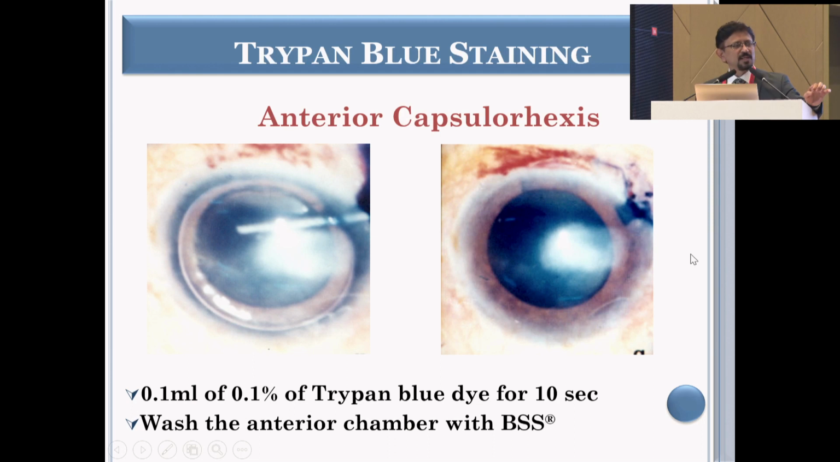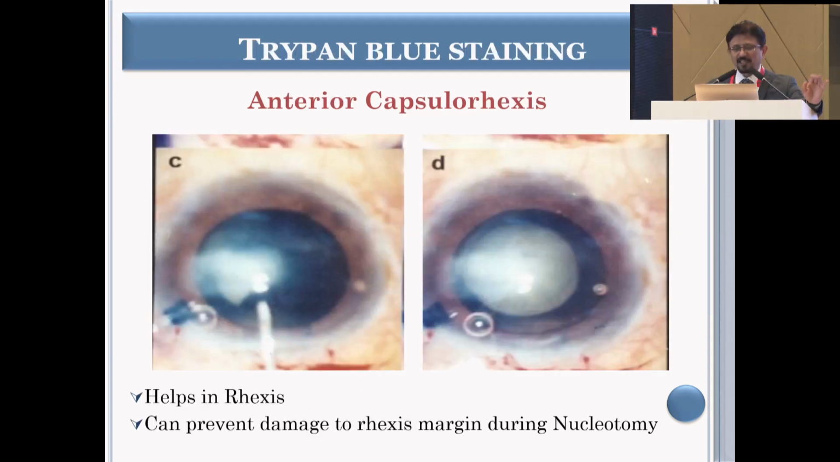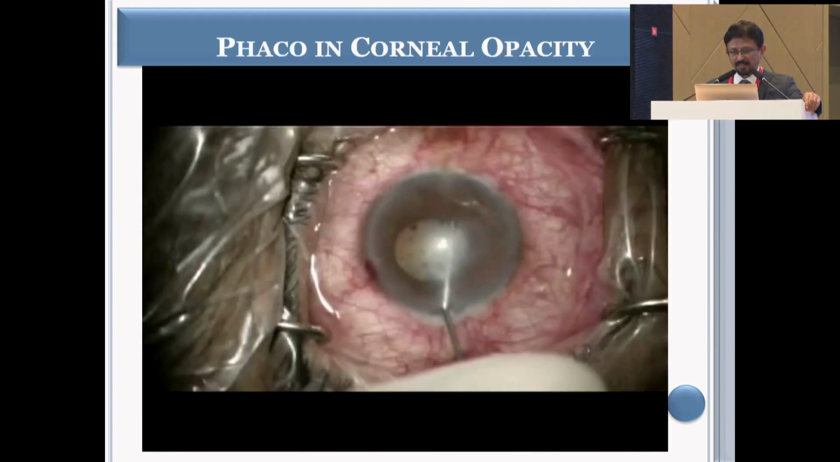We have been using trypan blue dye for more than two decades now, 2.5 decades, and it is used in white corneas. But in cases of corneal opacity or haze, it should be used for a slightly longer period so that you can stain the anterior capsule nicely, not only for doing the capsular rhexis, but also to ensure that you don't chop off the margin of the rhexis while you are chopping the nucleus, because the visibility is not that great.